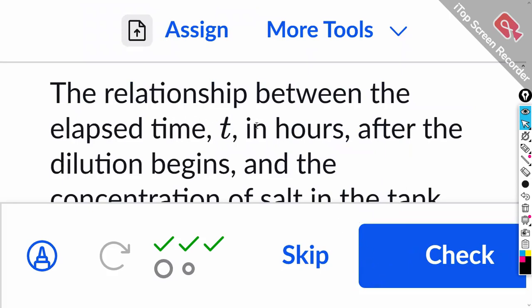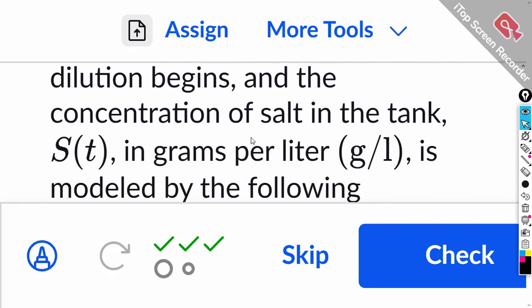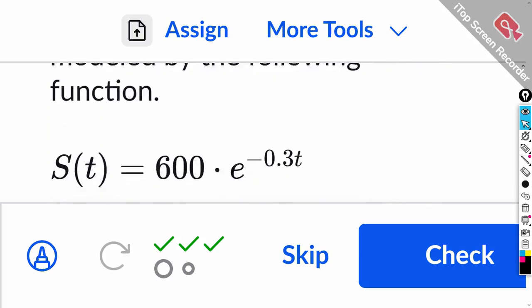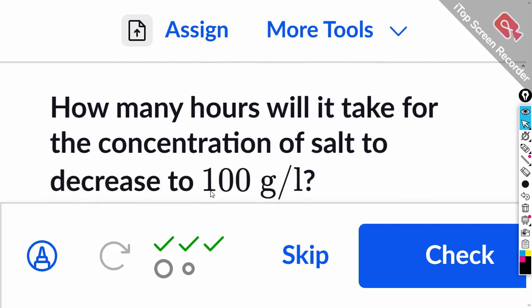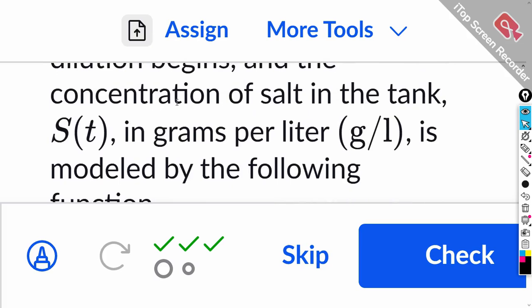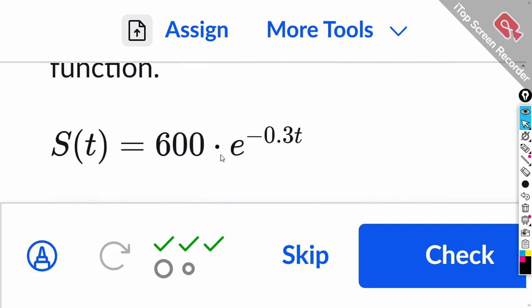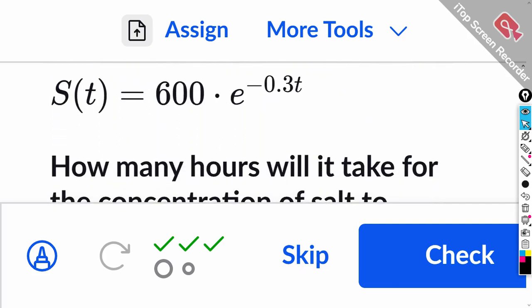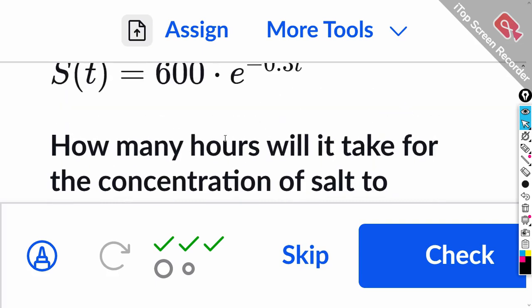All right, the relationship between time t in hours after the dilution begins and the concentration of salt S of t in grams per liter is modeled by the function. How many hours will it take for the concentration of salt to decrease to 100 grams per liter? Okay, so they said S of t is the concentration of salt, and they said t is in hours. All right, and we're looking for how many hours for the salt to get to 100.